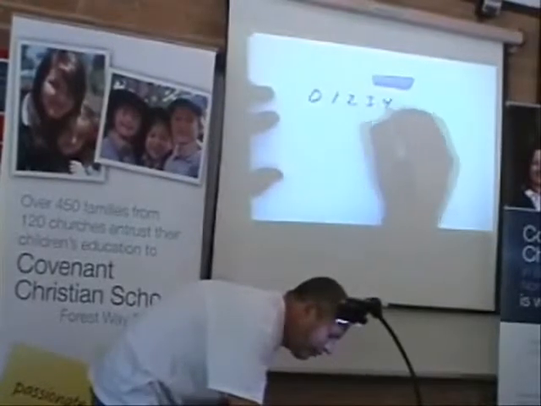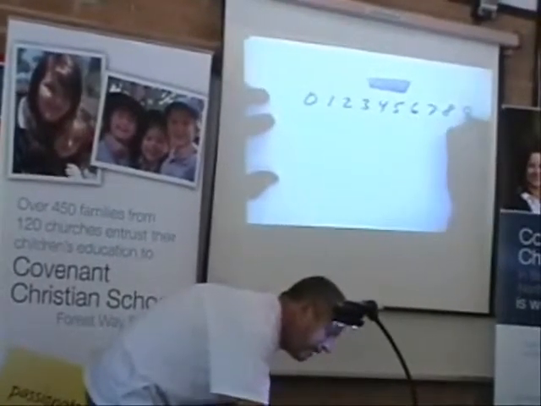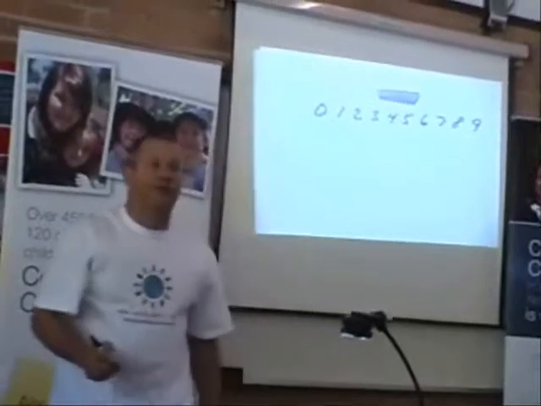0, 1, 2, 3, 4, 5, 6, 7, 8, 9. Here's the secret to numbers. Every number in the universe higher than 9 has a simple pattern in it that makes it add down to 9. When I say add down to 9, here's what I mean.